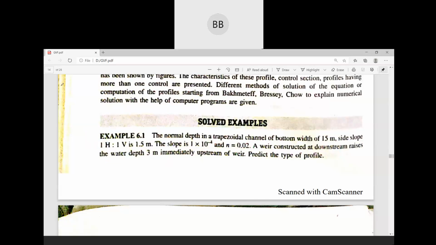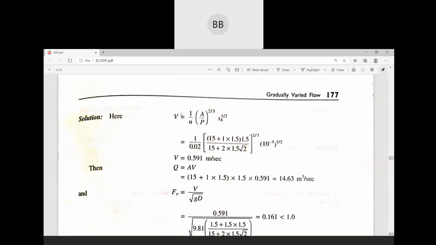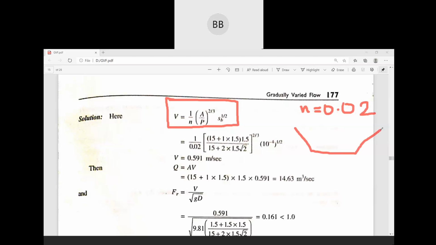So we'll move on to the solution. First we need to find out the velocity. For finding velocity, we are using Manning's equation, as Manning's n, 0.02, is already known to us. It's a trapezoidal channel, so you find out the area. Normal depth is given 1.5 meter, that means the depth of flow is 1.5 meter.